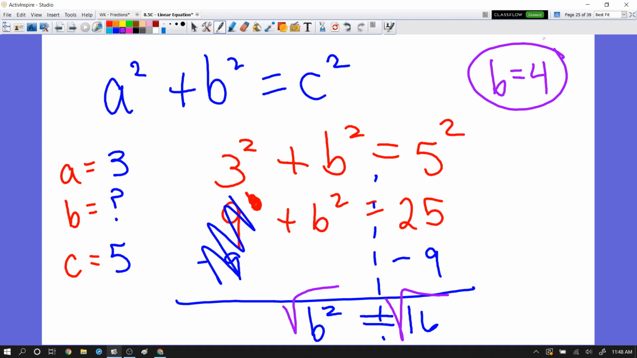Whenever you're going to get a decimal, which some of the time you are, just make sure you're going out to the hundredth place, like 4.28. This is the basic idea of finding the legs and or hypotenuse of a right triangle.